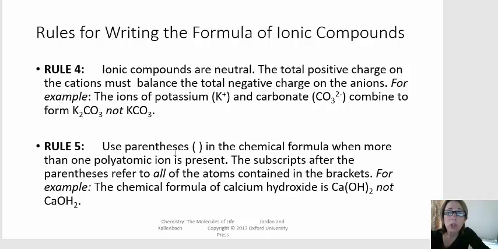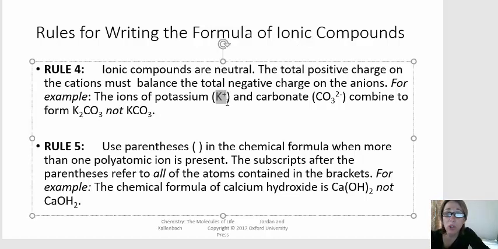So for example, let's look at the cation potassium, which has a +1 charge, and the anion carbonate, which has a -2 charge. When we write the formula, it's not going to be KCO3 because that would have an overall charge of -1. We've got to have 2 potassiums, which will have an overall charge of +2, to neutralize the -2 charge of the carbonate. So the formula for the ionic compound formed from potassium and carbonate is capital K subscript 2, capital C, capital O subscript 3.